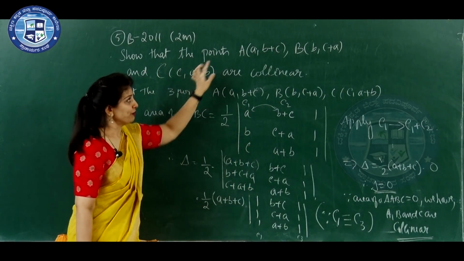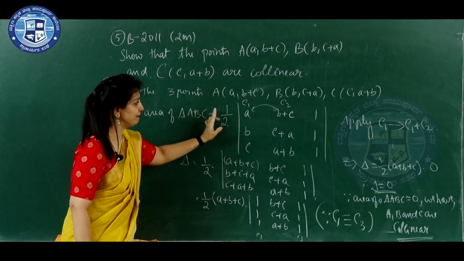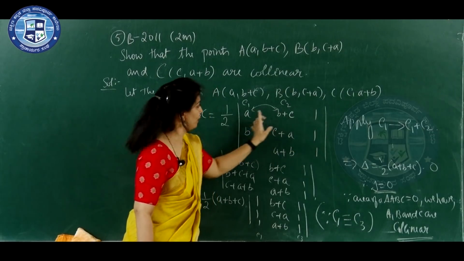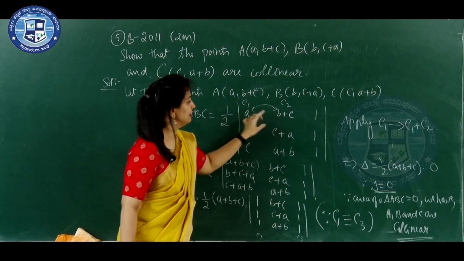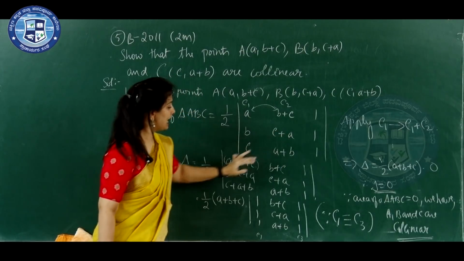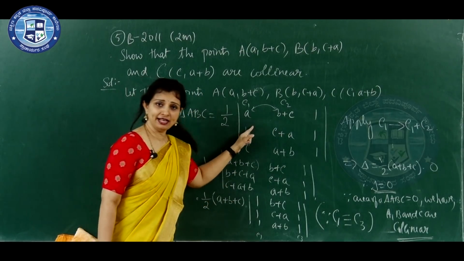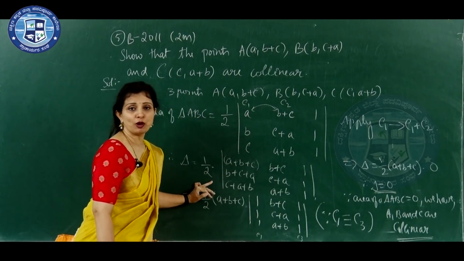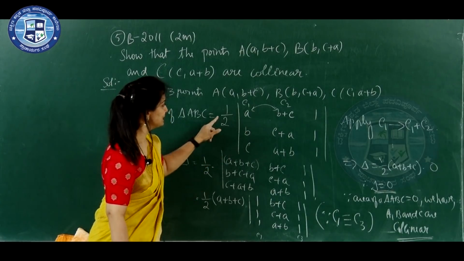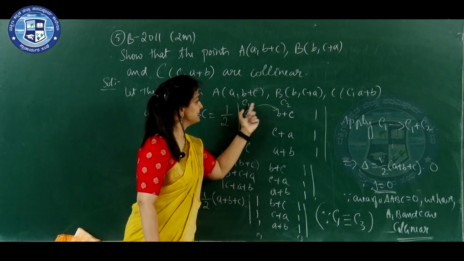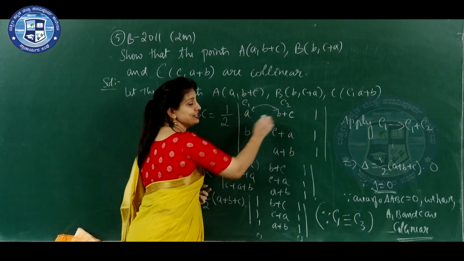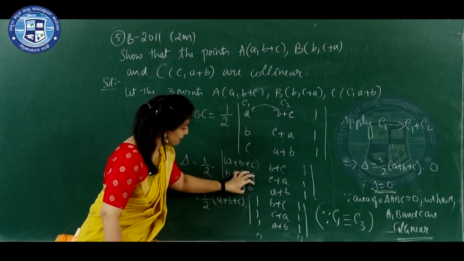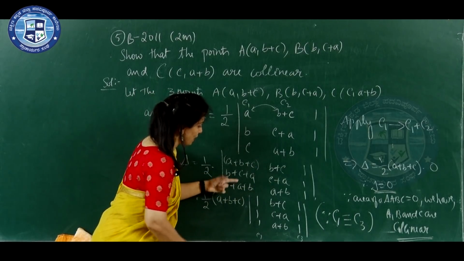So, 3 points are given. The area of the triangle we can find as half into the determinant whose rows are the given vertices. Write the coordinates and expand it. You can either expand it along the first column or any of the columns, or use the property to find the value of delta. Here we use the property, that is C1 and C2 are added. When you add C1 and C2, first column elements are A plus B plus C. So, A plus B plus C is common in the first column.